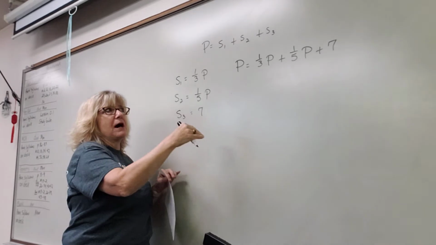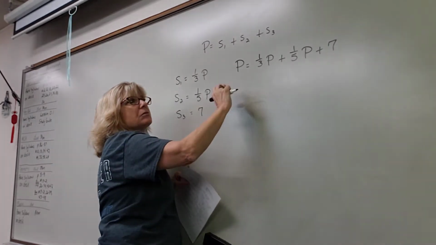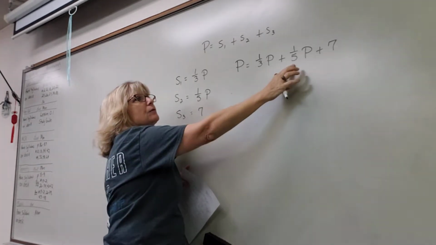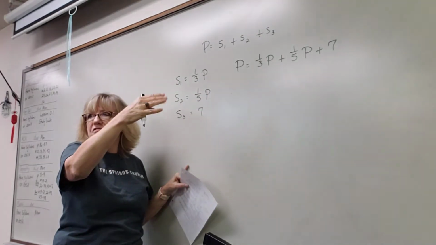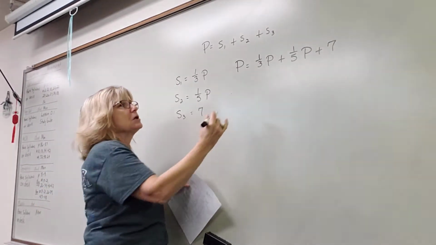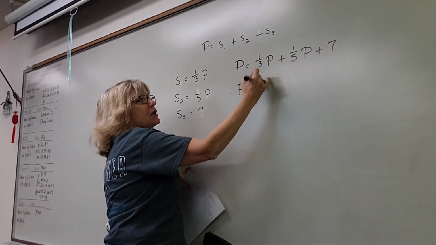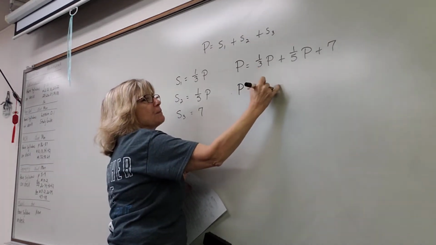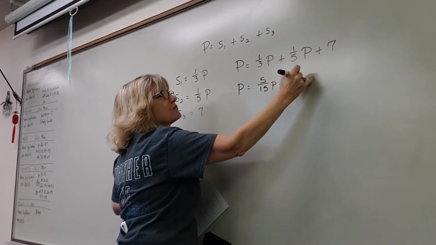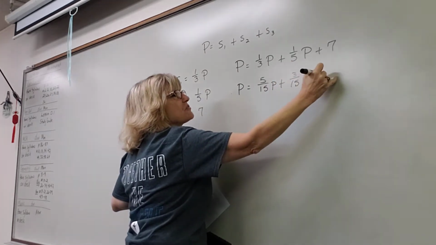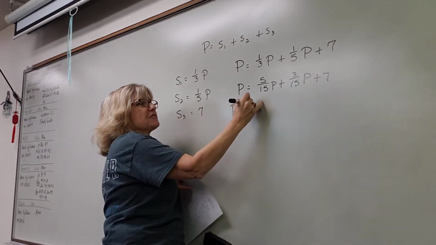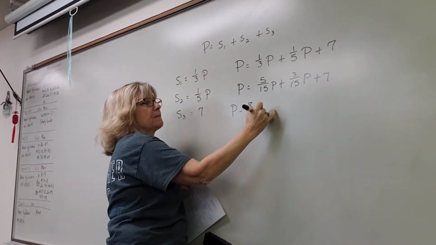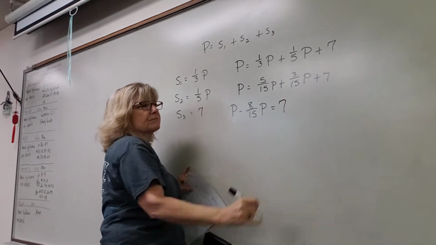We're going to have to combine all of the P's together. Well, you're going to have to have a common denominator here, which would be 15. Do you agree? Yes. Okay. So this is P equals 5/15P plus 3/15P plus 8/15. So this is P minus 8/15P equals 7.